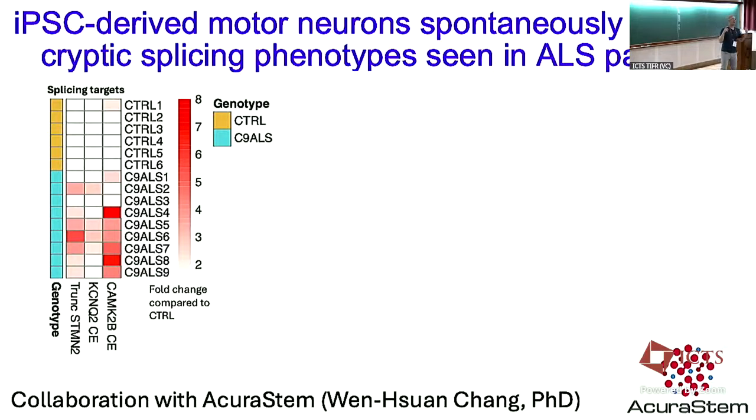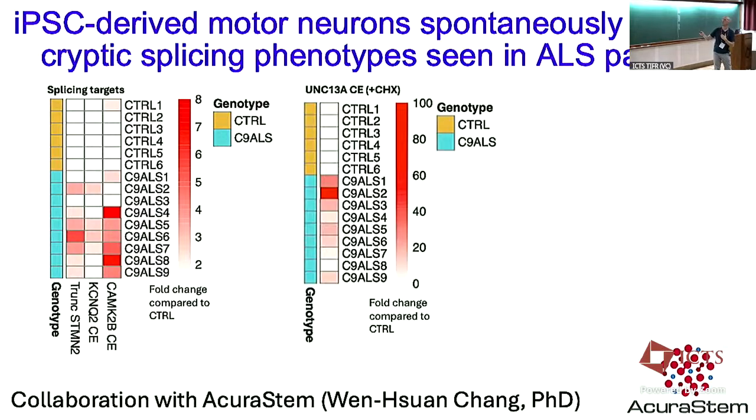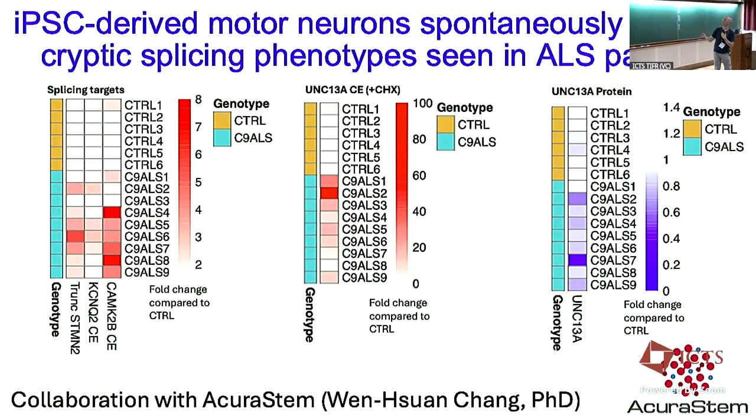And then what's exciting is we've gone back to patient lines, and there's a lot of controversy in the field as to whether or not you can detect these cryptic exons in patient lines. And indeed, we can detect truncated Stathmin-2 in patient lines just under normal conditions that have a C9orf72 mutation. We can never detect the UNC13A, and people are arguing if it's relevant. But we did this experiment where we inhibited NMD, and now we can detect this cryptic exon. And if we go back, the protein's lowered. So it was always there. We just weren't able to detect it.